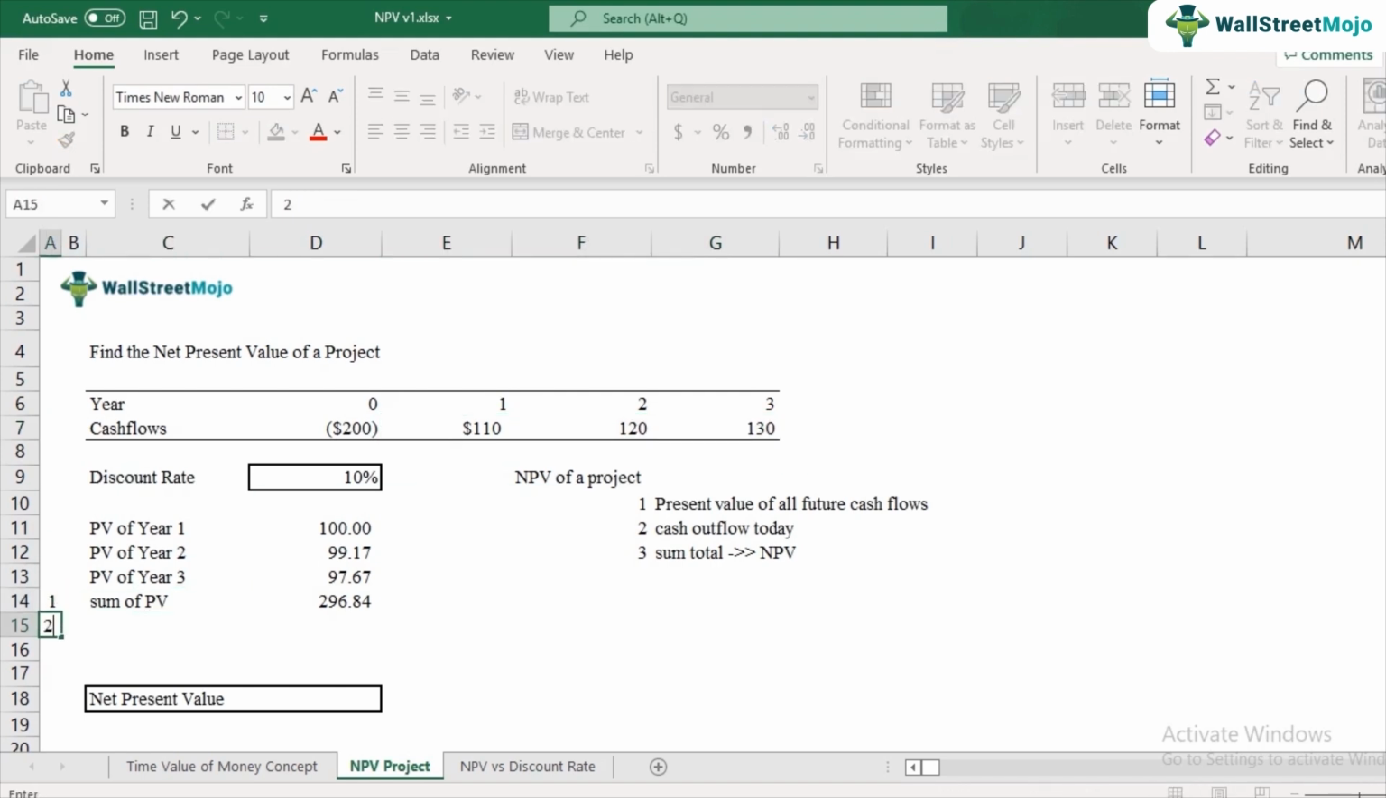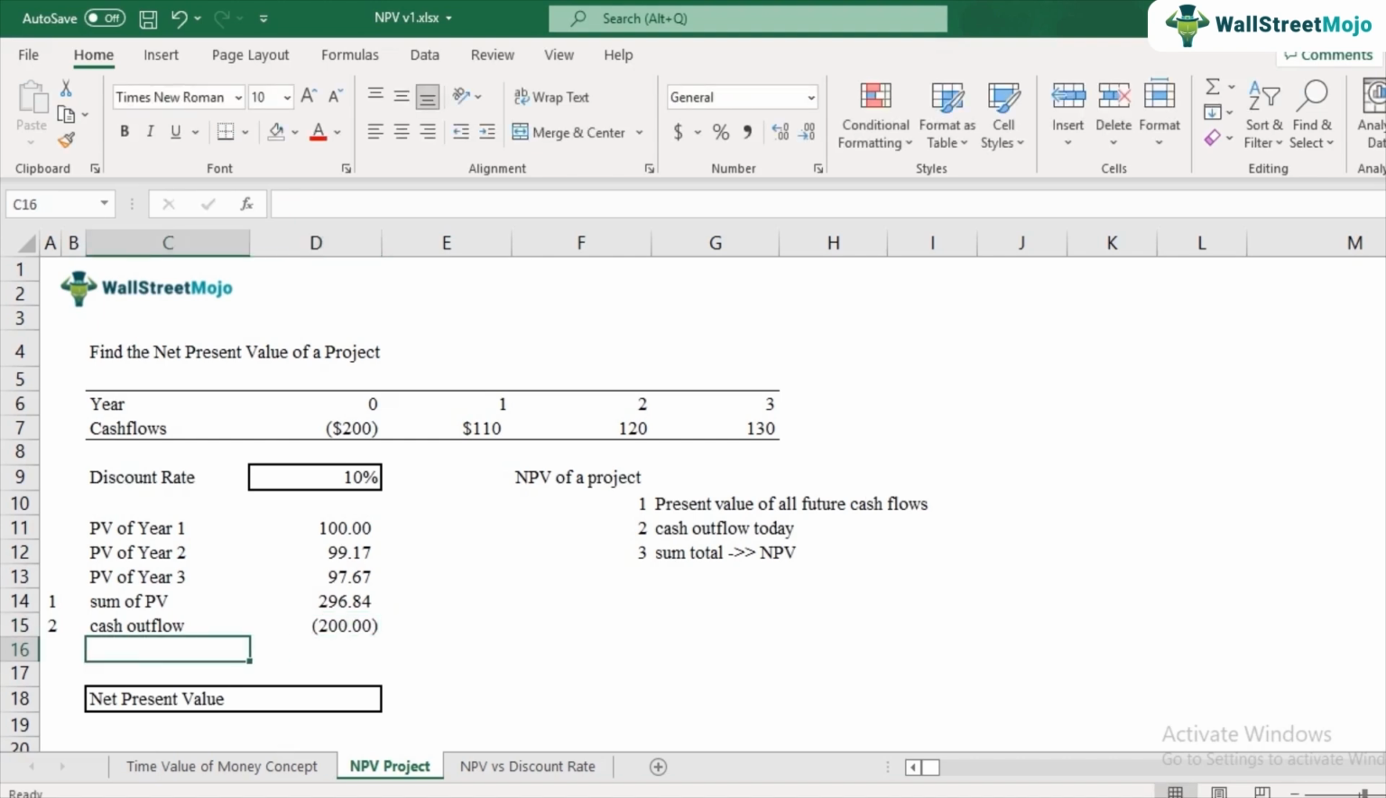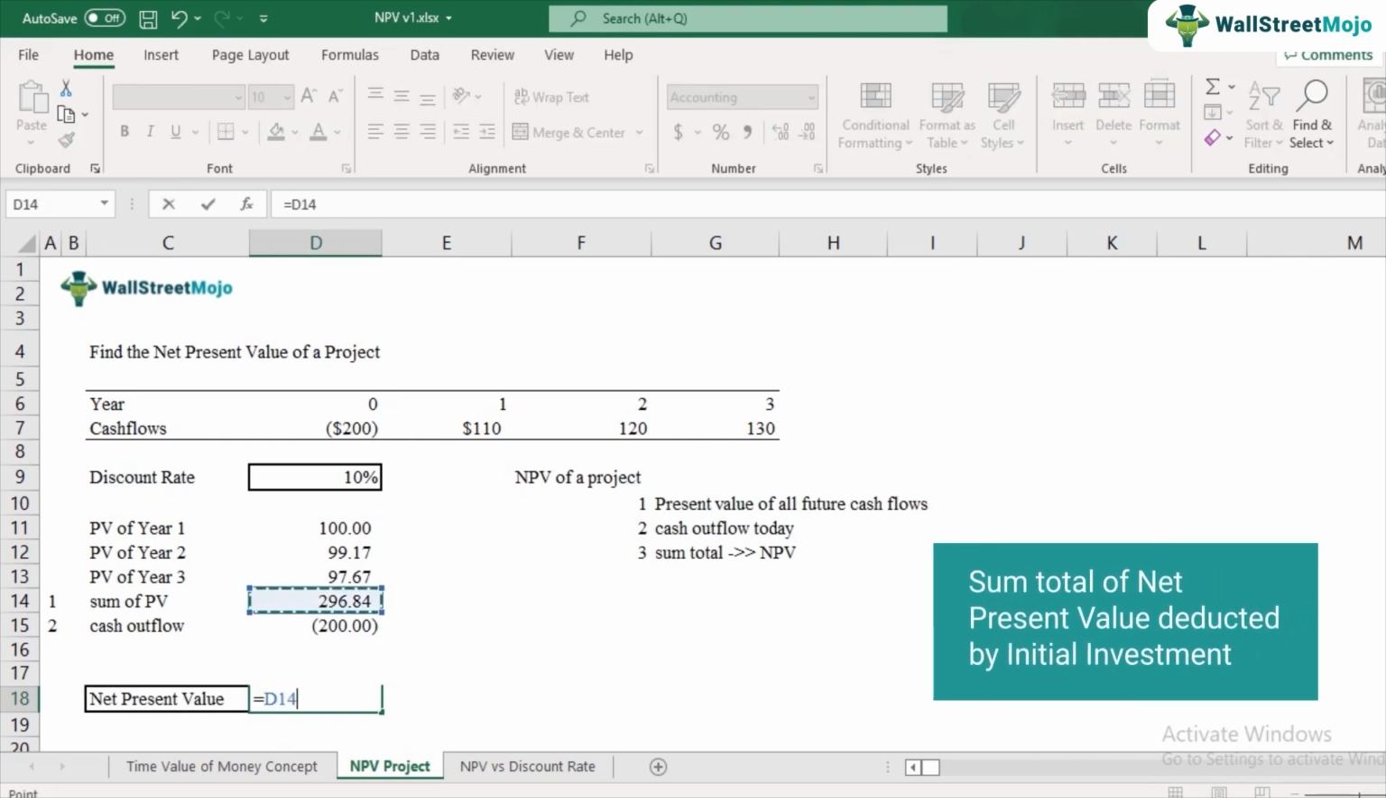Now, what's the second step? To identify what is the cash outflow. Cash outflow is how much? Minus $200, right? This is our cash outflow. So what will be our net present value? You basically do the sum total of these two. It's as simple as this.